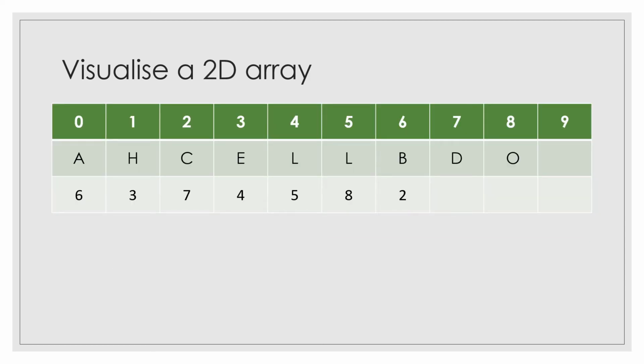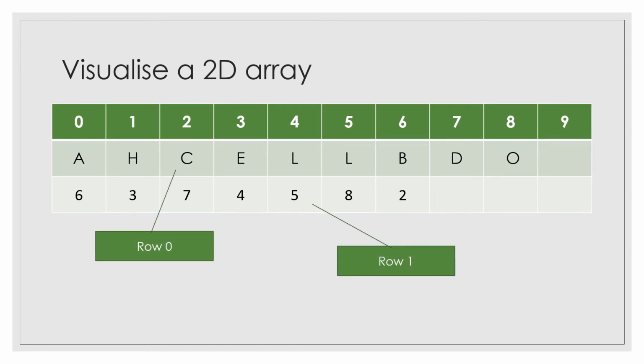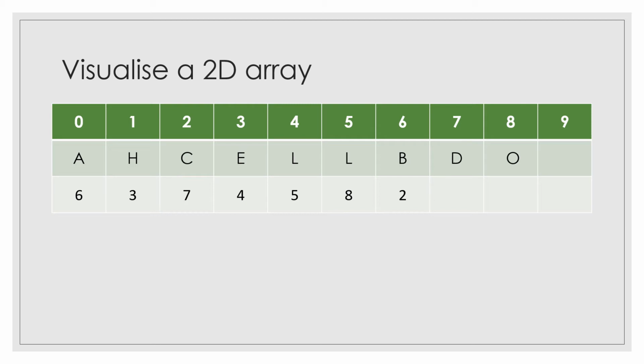Here's a 2D array. The top row is still used for the address, but there are 2 values at each address. The row with the letters is row 0. The bottom row with the numbers is row 1. So each of the numbered locations in the array stores 2 values. For example, the command print array square brackets 2 would print out a short list with the values C and 7 in it. Both of those values are stored in array 2.